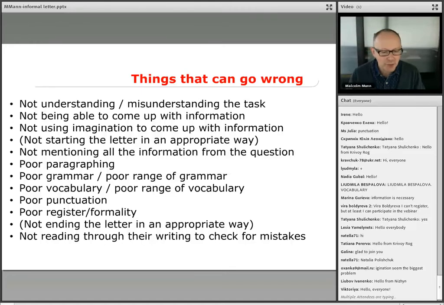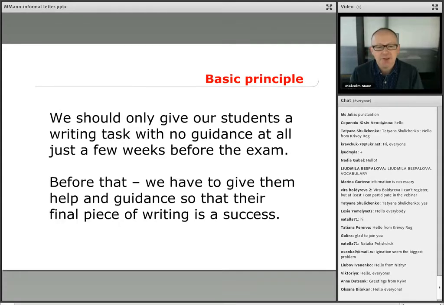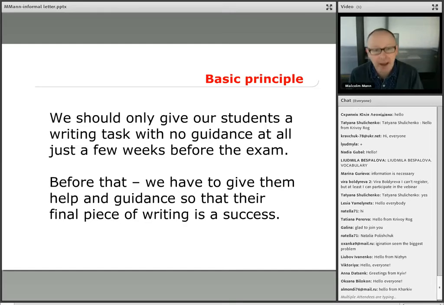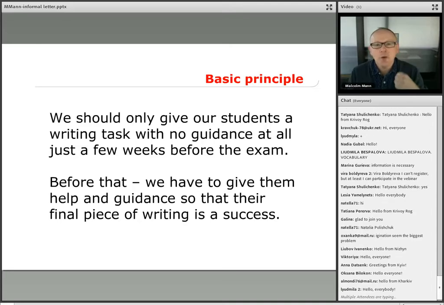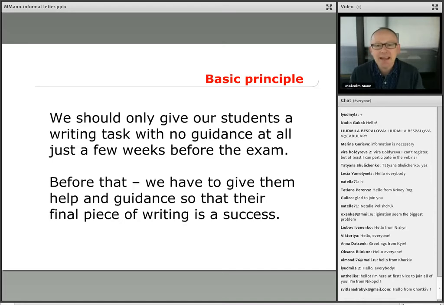And so that leads me to a basic principle, which is that we should only give our students a writing task with no guidance at all, no help from us, just a few weeks before the exam. When they go into the exam, they're all on their own, obviously. They have to do it without any help from us. And so for a few weeks before the exam, they should be practicing doing it on their own. But before that, in the weeks before that, the months before that, the years before that, because this takes years of training, we have to give them an enormous amount of help and guidance so that their final piece of writing is a success.